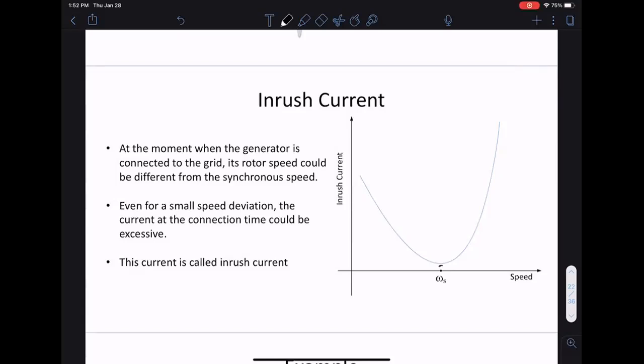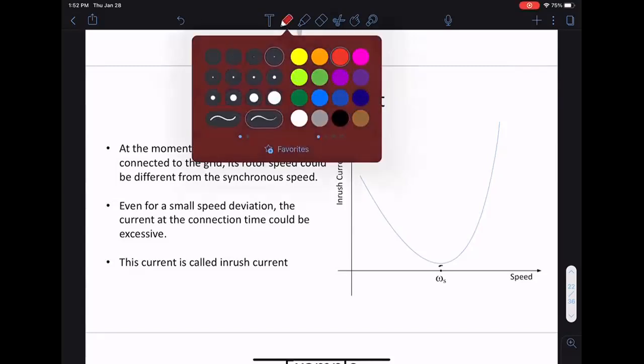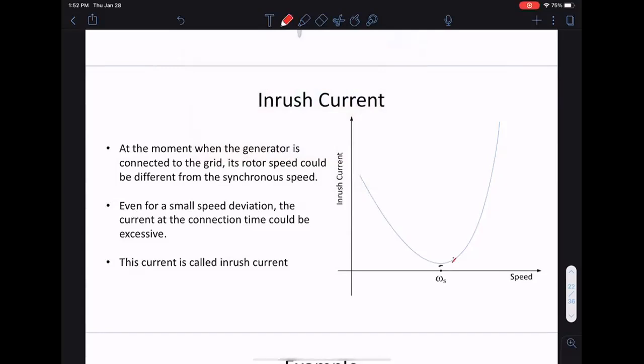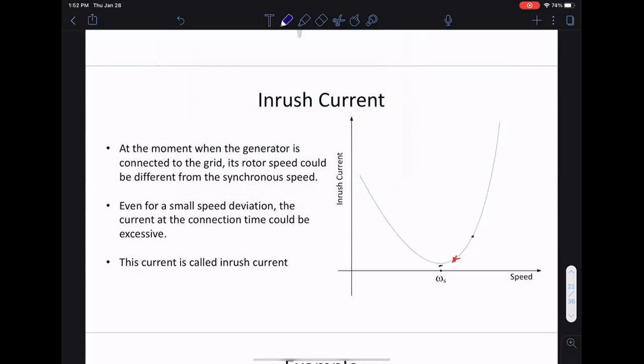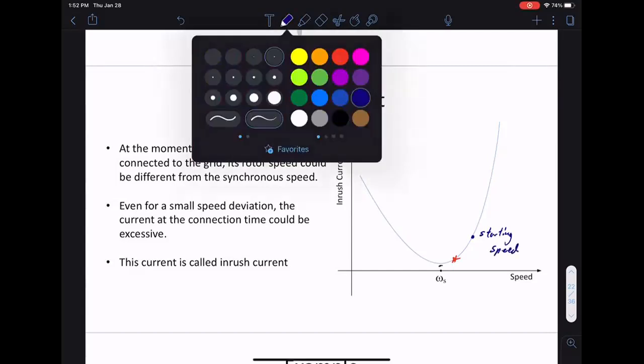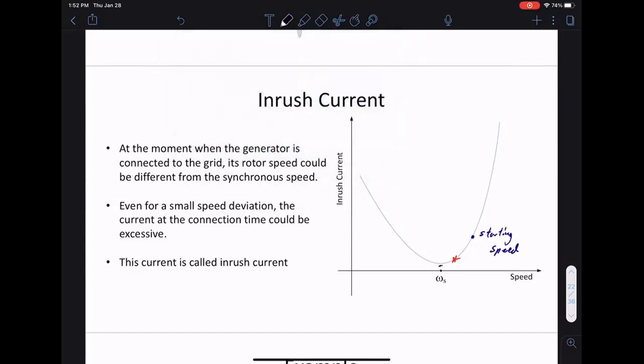So what happens is, for this turbine, you may have an operating point. This may be your operating point, and this may be the equilibrium you operate at. But when you first connect this turbine to the grid, this may be your starting point. This may be your starting speed. At this starting speed, you can draw a very large current.